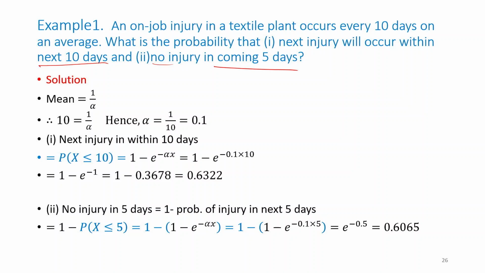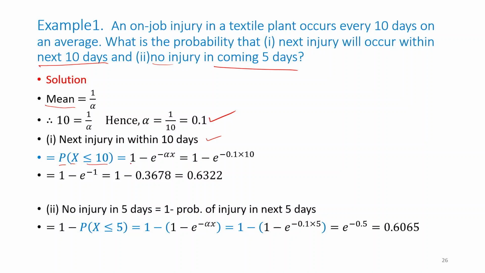The mean is given. So we know the parameter alpha and the relationship between alpha and the mean. Mean is 1 upon alpha. So 10 is equal to 1 upon alpha. Therefore, alpha is 0.1. So the parameter of the distribution is now known to us. So the next injury within 10 days means the probability that the event will occur in less than or equal to 10 days.